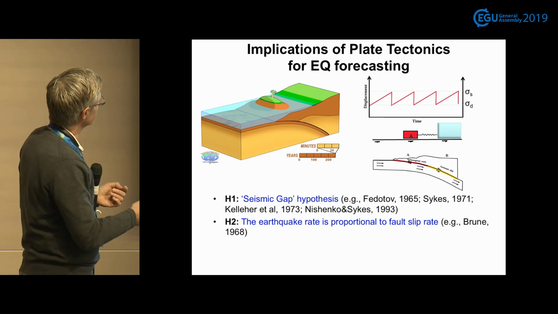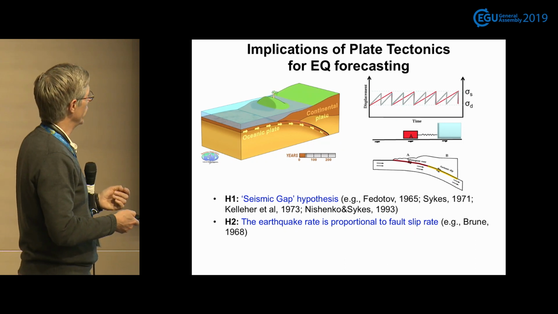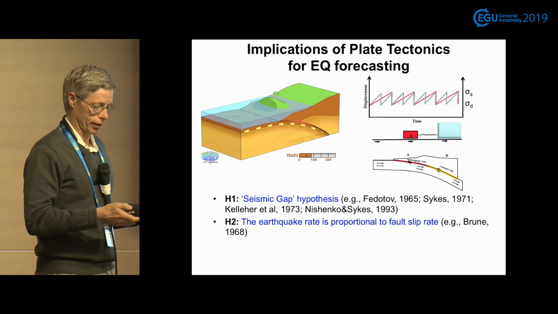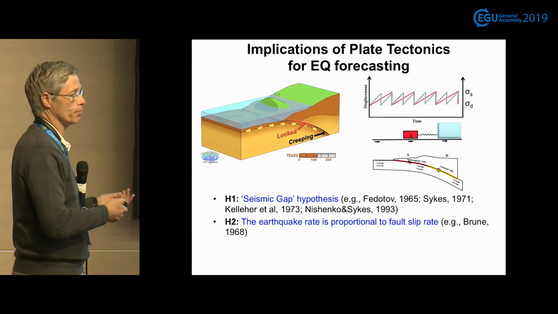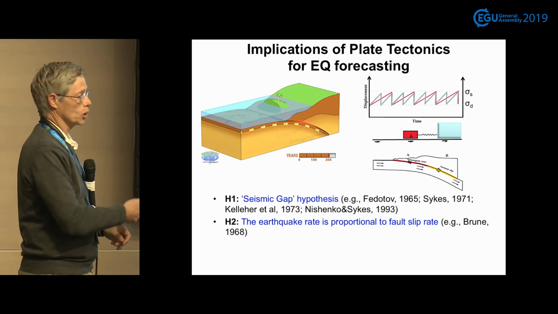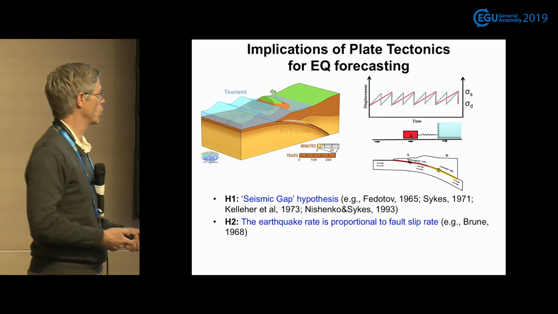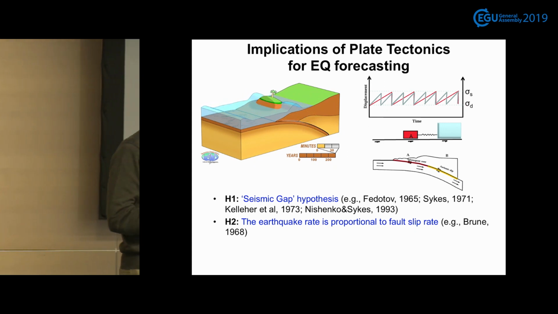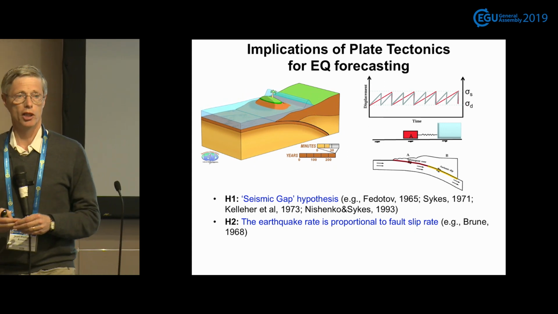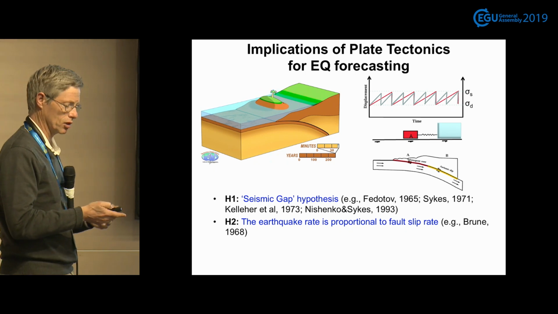Another implication of that simple model is that the faster the rate, the more frequent the earthquakes should be. If you assume that you have the same slip during each earthquake and you're pulling the spring twice as fast, you should have twice as many earthquakes. So you would expect the earthquake rate to be proportional to the convergence rate at the subduction zone. And this seems to be approximately correct.